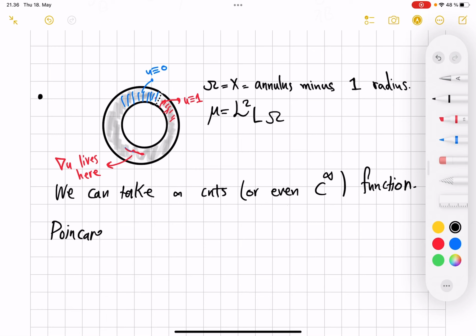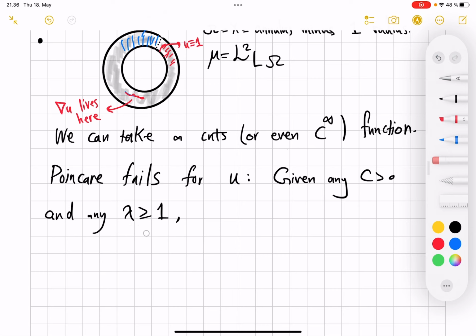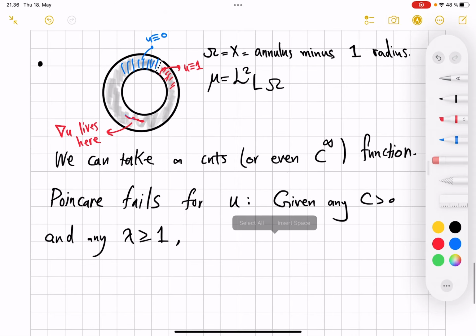Now, Poincare fails for any p also for U, given any C and any lambda bigger than or equal to 1. So if you want to say there is no Poincare, you want to say that no choice of C and lambda will make it work. So the difference here is exactly that you can now find much smaller balls.